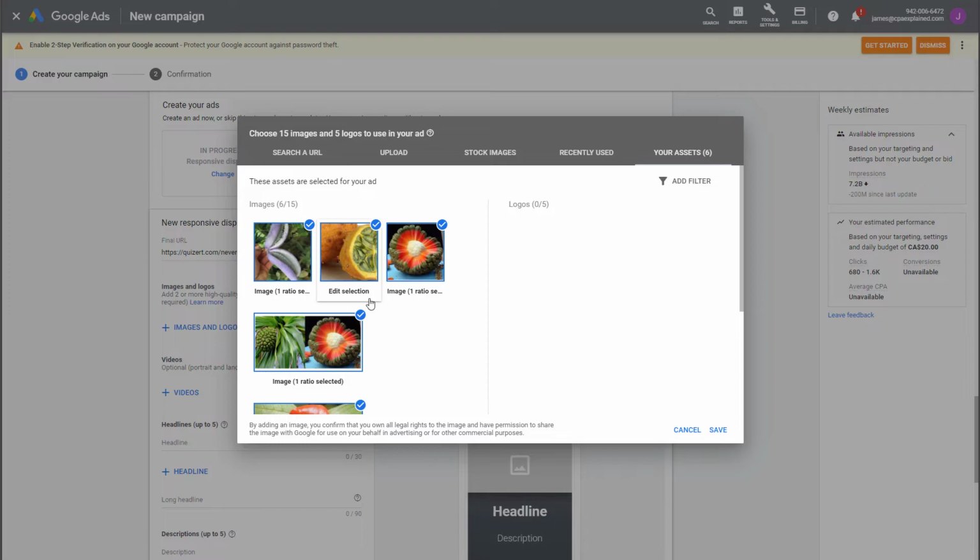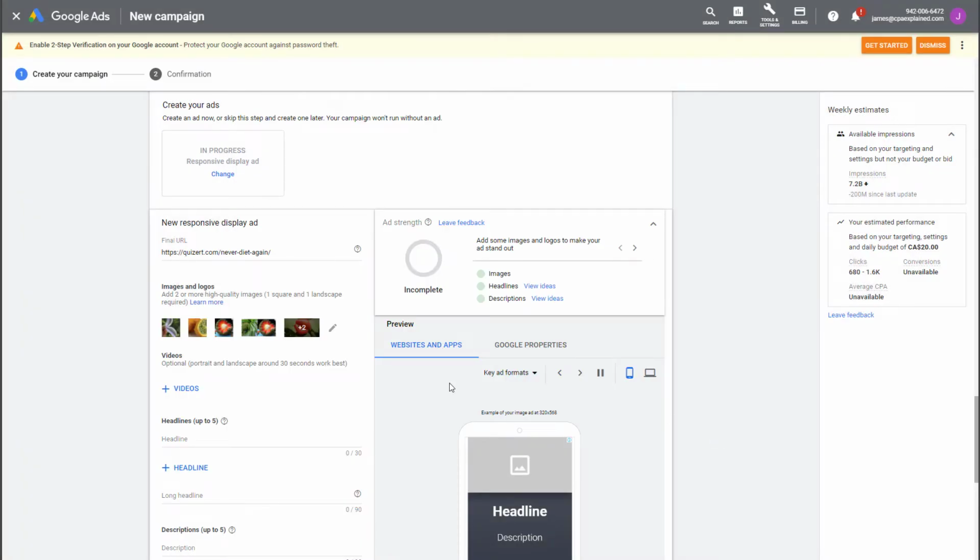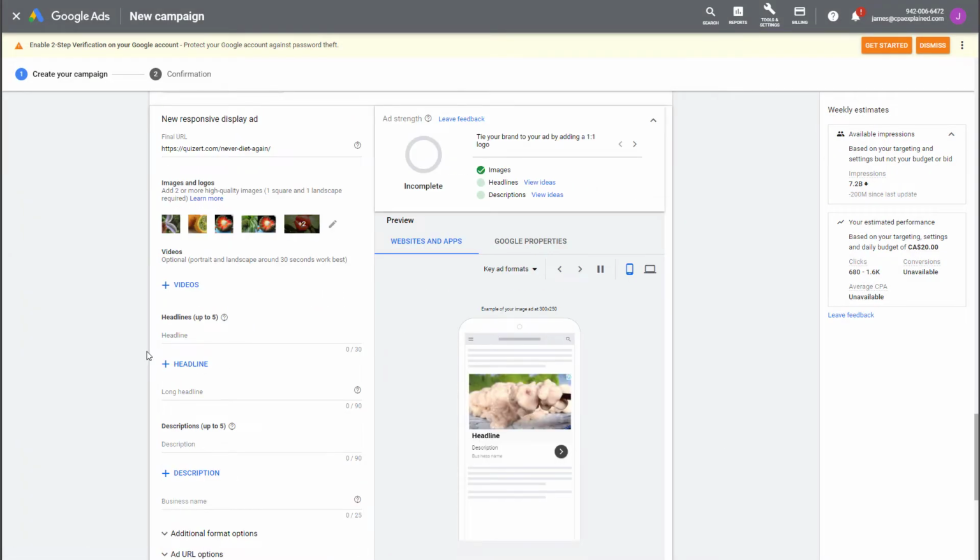And then you'll see your assets here. These are all the assets that are going to be used here. I'm not going to bother with the logo, but if you wanted, you could. And click on save. Now, the next thing we have to do is add our headlines.